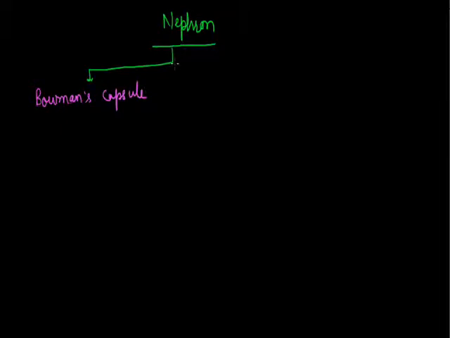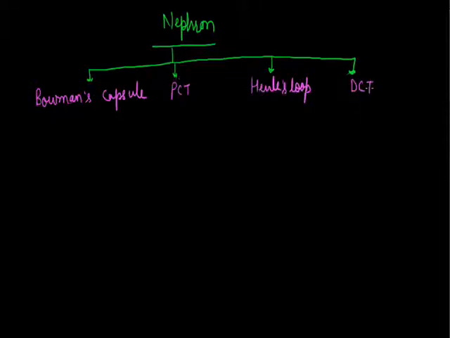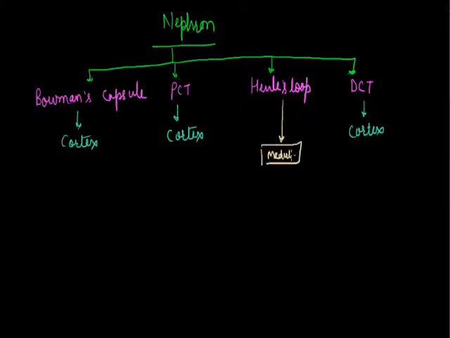So, in the structure of the nephron, four parts are there. First is Bowman capsule. Next PCT, next Henle's loop, next one is DCT. Here Bowman capsule, PCT and DCT are all found in the cortex region, while Henle's loop is situated in the medulla region. All have their specific functions, which we will discuss in the working of the nephron.